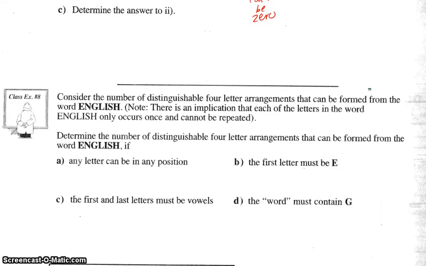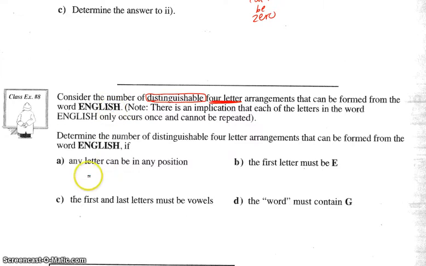Consider the number of distinguishable 4-letter arrangements from the word English. That basically means you can tell one word from the next. That's telling us how many blanks we need. And there's an implication that each of the letters in the word only occurs once and cannot be repeated. In other words, if you take a letter away, it's gone. Not another one appears in its place. So think of it as like having 7 tiles there, and when you take a tile away, it's gone.